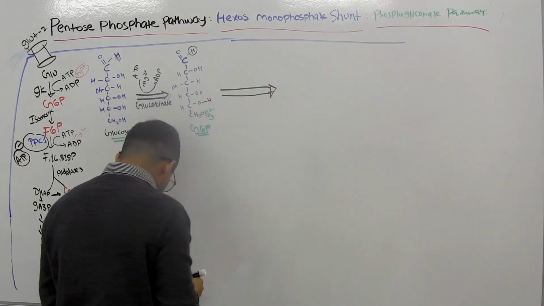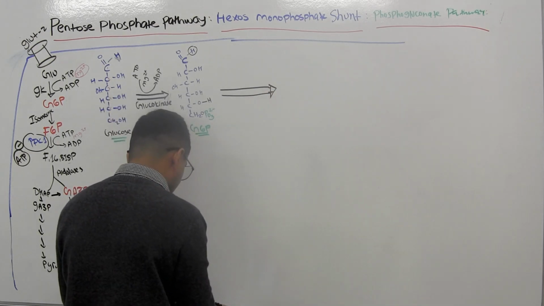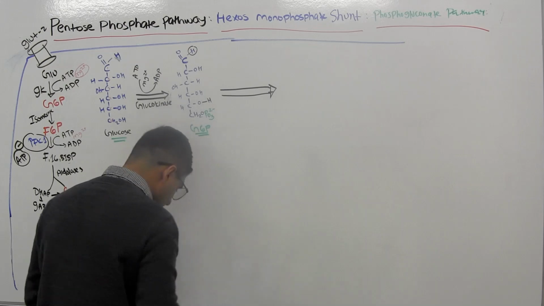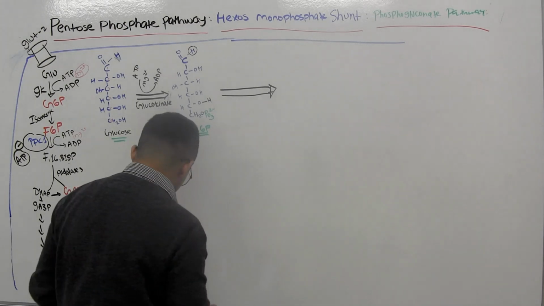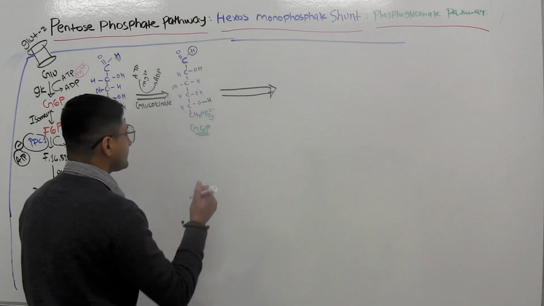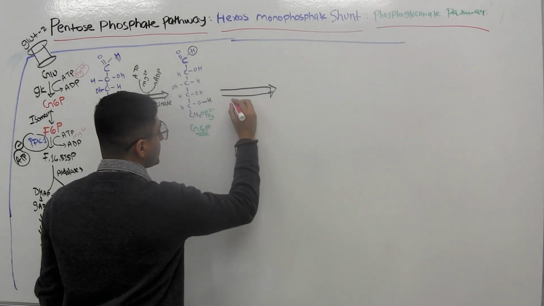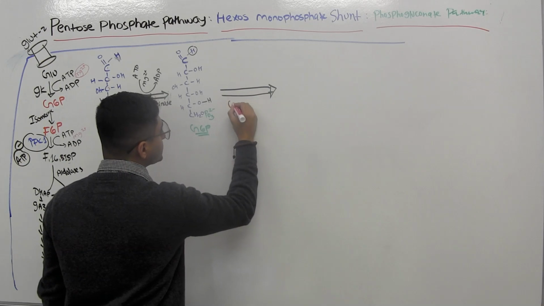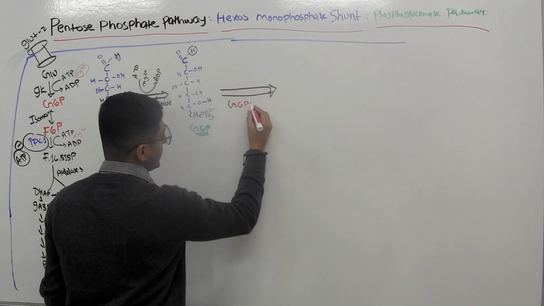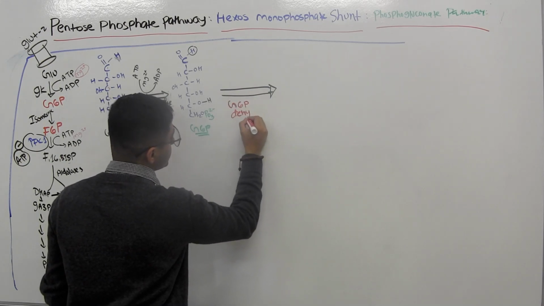This pathway, I'm going to write it down in red, guys, because this is one of the most important pathways. I'm sorry, this kept falling down. This pathway is called glucose 6-phosphate dehydrogenase. It's going to be glucose 6-phosphate dehydrogenase enzyme.